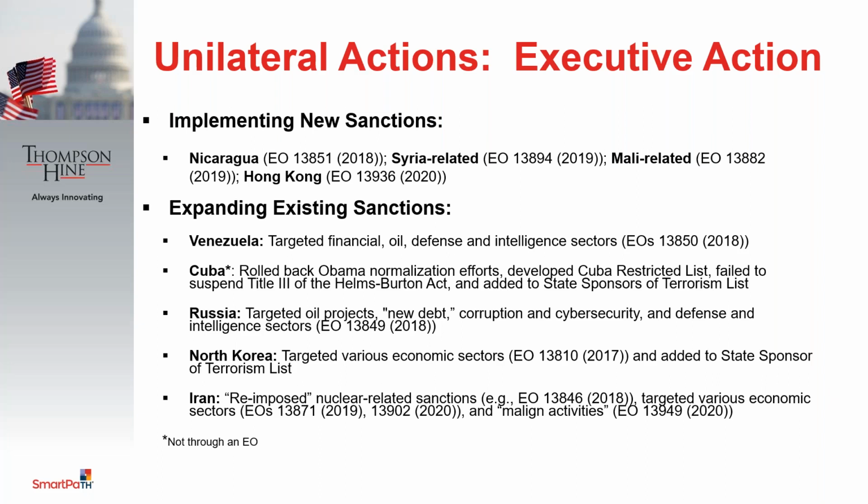We also saw significant expansions through the Countering America's Adversaries through Sanctions Act, or CAATSA, really just emboldening the sanctions against Russia, North Korea, and Iran. With respect to Russia, we saw mandatory sanctions for the first time in legislation targeting new debt, corruption, security, and its defense and intelligence sectors, which now includes some sanctions against a Turkish company.